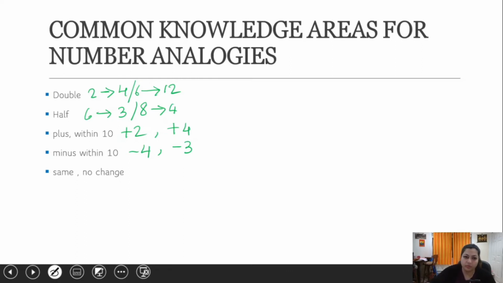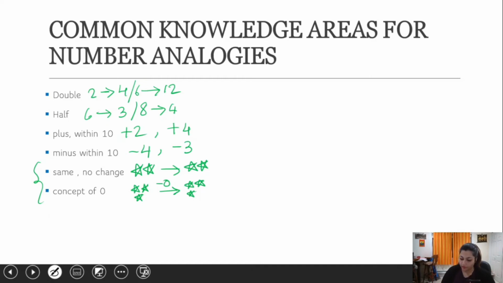So let's do same and no change and concept of 0 together. So same and no change will be more object oriented, like a star. 2 stars remains 2 stars. And concept of 0 will be like there will be 3 stars, and then there will be no change. So the rule will be -0. So they need to know the concept of 0.